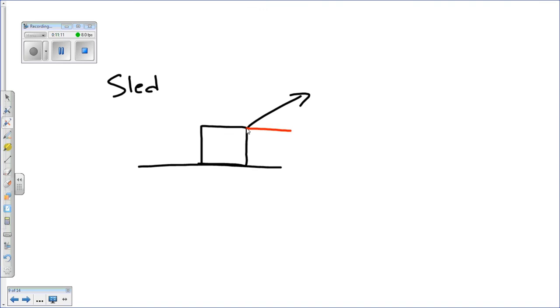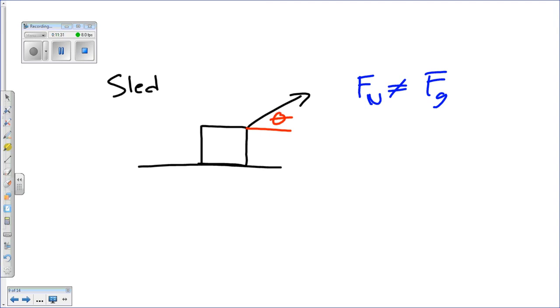Next up is the sled. The only difference between this and the horizontal is that you're pulling at an angle, theta. This does change things. Anyone who's pulled a sled knows that if you pull up, it's a little easier to drag that thing across the floor. In this case, the normal force is not equal to the weight of the object.